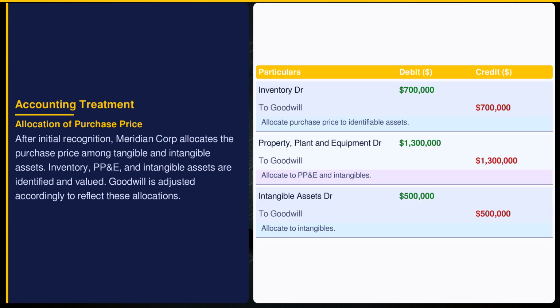Meridian allocates the purchase price of $3.5 million among various assets. Inventory is valued at $700,000, PP&E at $1,300,000, and intangibles at $500,000. Adjusting goodwill ensures each asset is reported accurately, complying with Indian Accounting Standards' emphasis on fair value allocation.